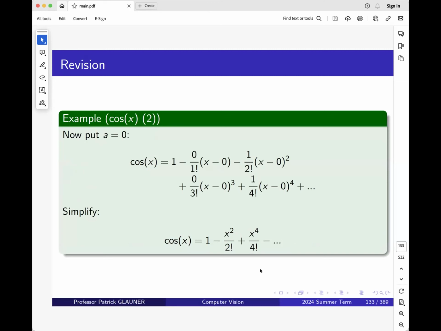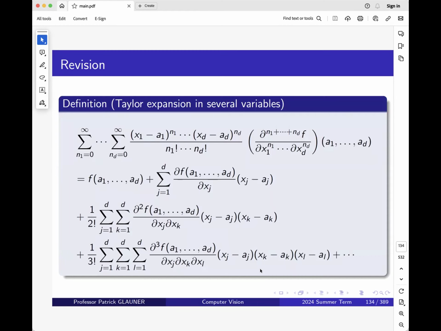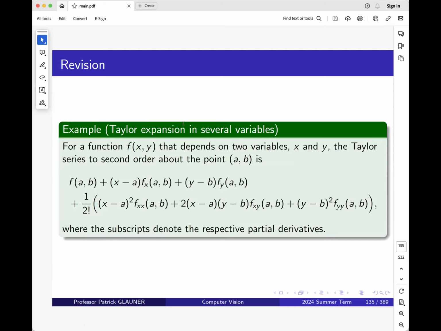This is something you have seen in an introduction to calculus. You can also apply the Taylor expansion to functions in several variables. This is the big definition of what this would look like for several variables. I'm not going to write this out. It's something you can find as a reference on the internet. We don't need it to that kind of detail. You can do a Taylor expansion in several variables through an example, but this example takes you a little bit to follow.